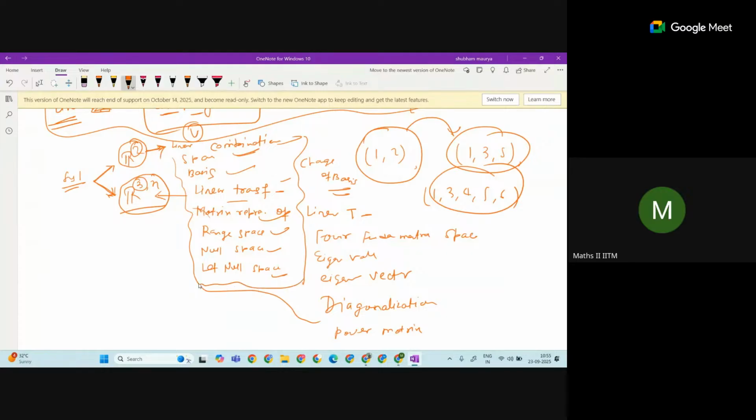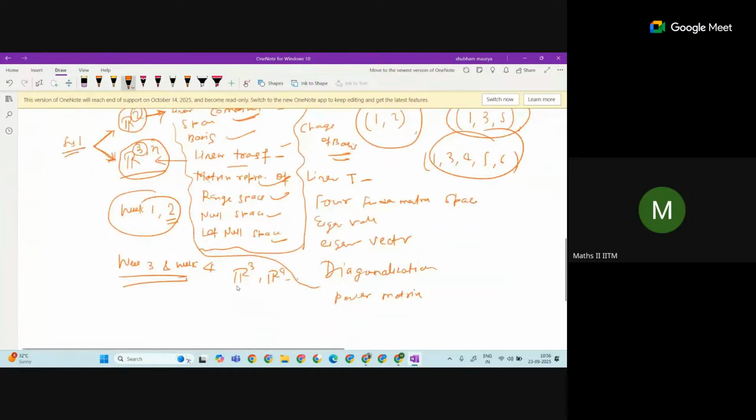These things you are going to see within week 1 and 2. So let's say this is week 1 and 2. The same thing you will see for week 3 and 4. But in 3 and 4 you will see for dimension, meaning R3, R4, generally called Rn. You will see it in Rn. For week 1 and 2, you will see only R2. These things you will study only on R2, but in 3 and 4 you are going to see it for Rn.